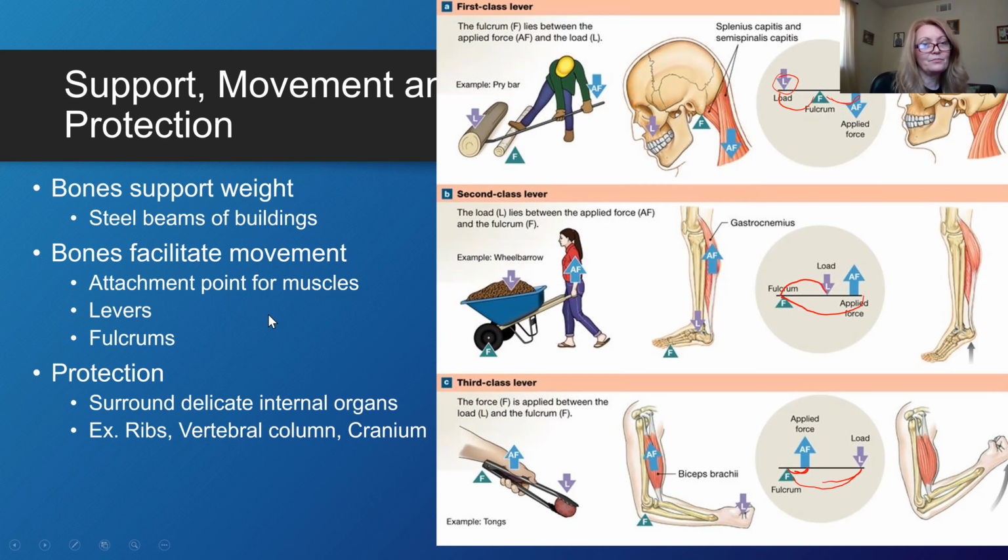Okay. We also mentioned that a function of your skeletal system is protection. Your bones surround your delicate internal organs. For example, your cranium protects your brain. Your vertebral column protects your spinal cord. Your ribs protect your lungs and your heart, right? Your pelvis protects your reproductive organs.